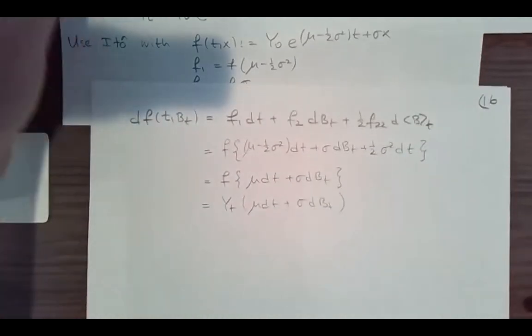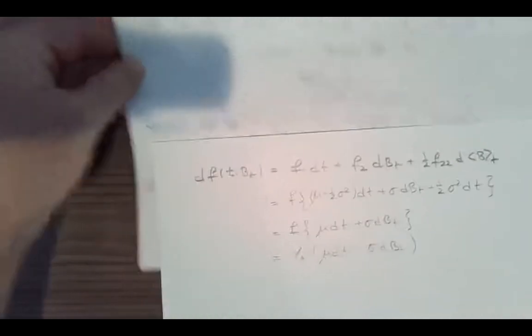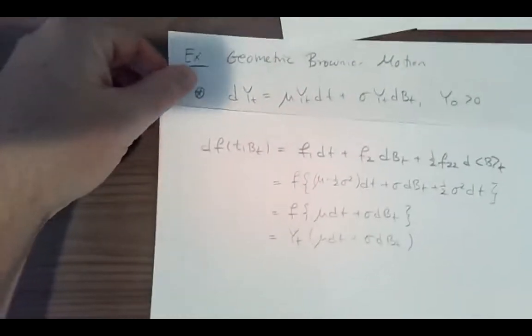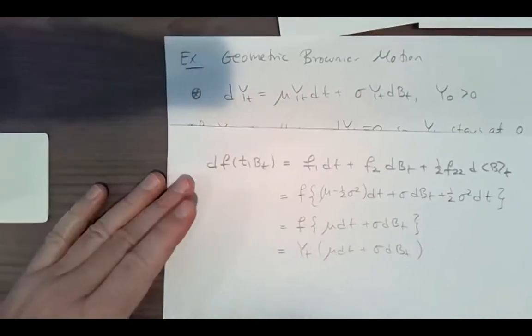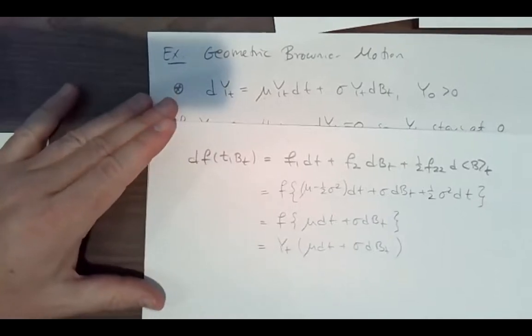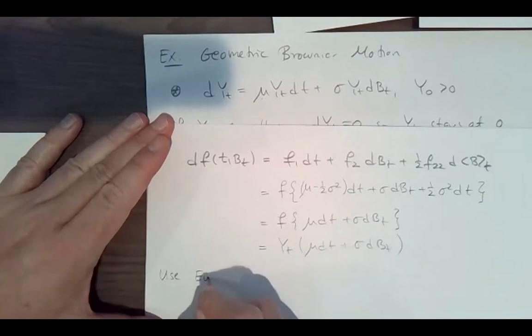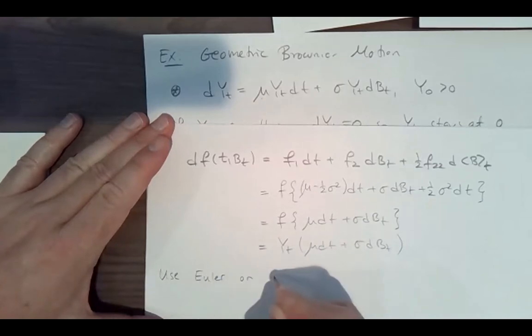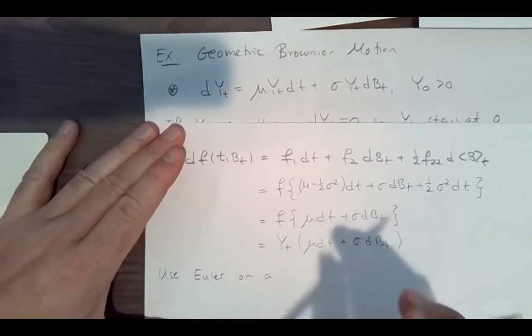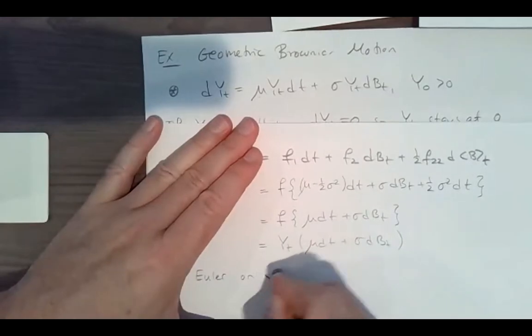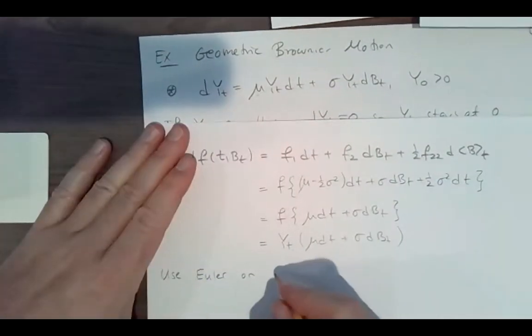So you see, if you were to use Euler on a geometric Brownian motion, what we could do is use Euler on Y. We could use Euler on Y_t.